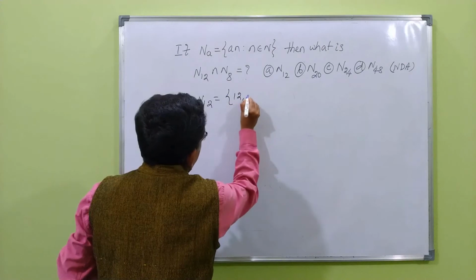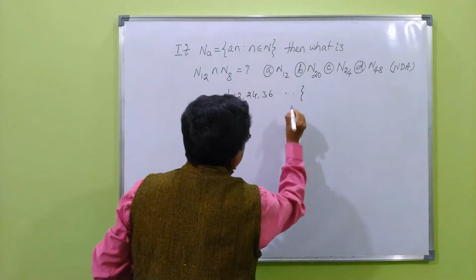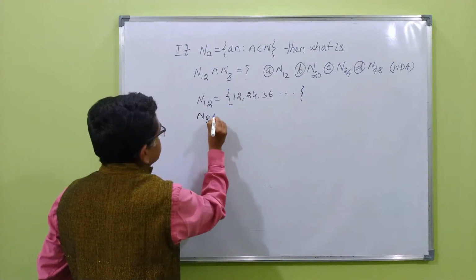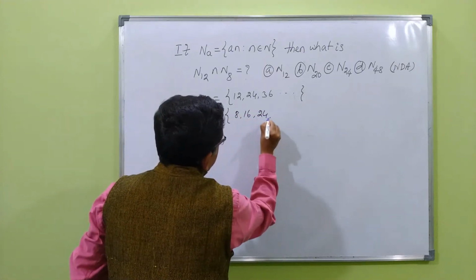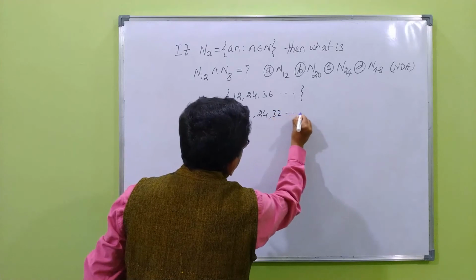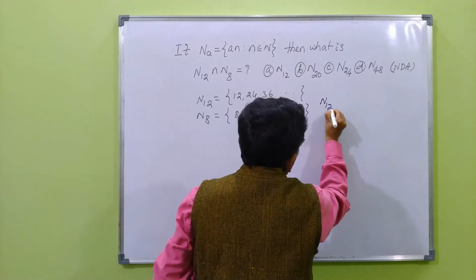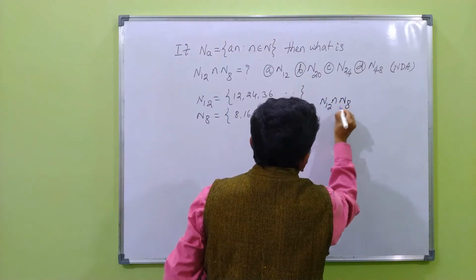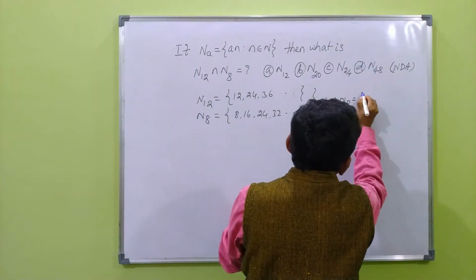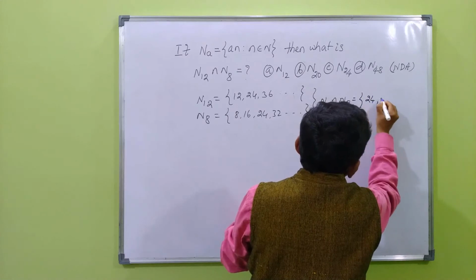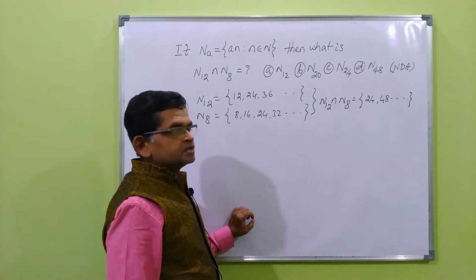That is 12, 24, 36, etc. Isn't it? Similarly, N_8 will be 8, 16, 24, 32, etc. So N_12 intersection N_8 means the common points to this will be 24, 48, etc. Isn't it? Okay.